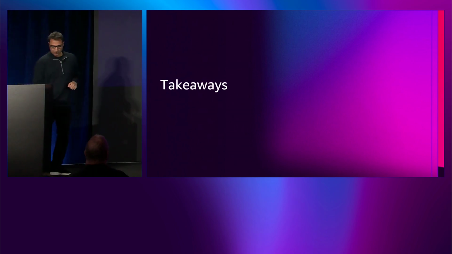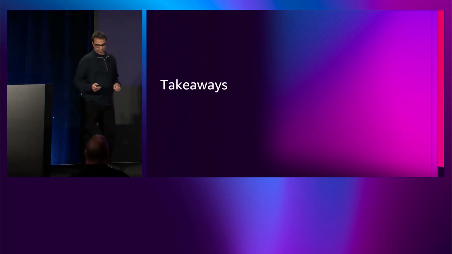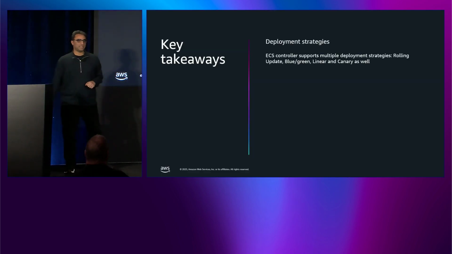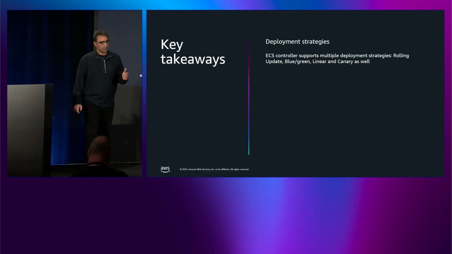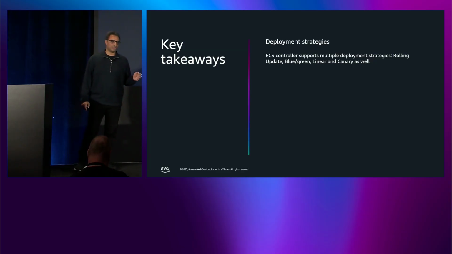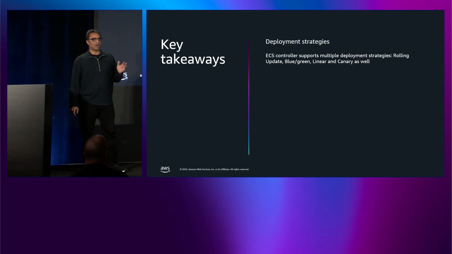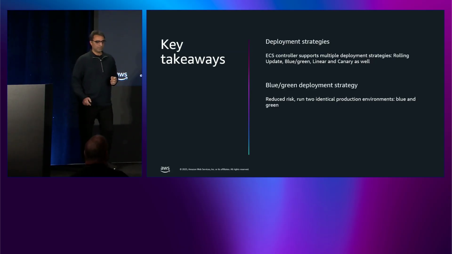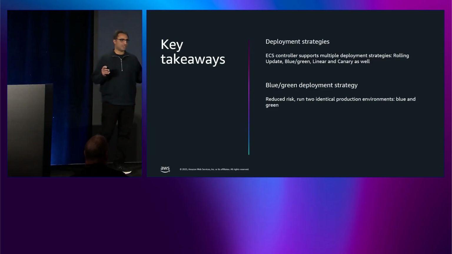Okay, now I would like to discuss with you a few key takeaways. The first of these is with ECS, there are different deployment strategies that are available to you. One of these is, of course, the rolling updates that we discussed, the blue-green that we discussed as well, and there are additional strategies like linear and canary that are variants of the blue-green strategy. The main benefit you get with the blue-green deployment strategy is reduced risk. You have these two environments maintained during the deployment, allowing you to roll back if any issue is discovered.